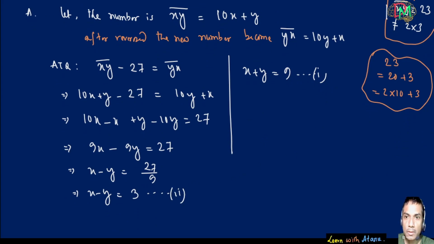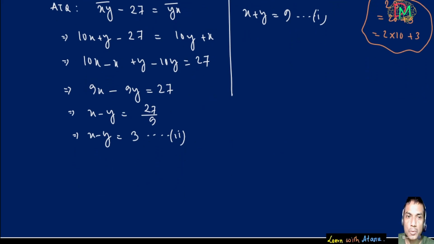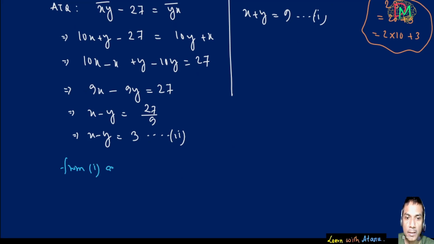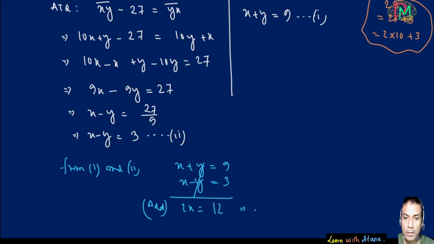Okay, so from 1 and 2, by the elimination method, x plus y is 9, and x minus y is 3. And then y cancels out if we add them. Then 2x is equal to 12, and this implies that x is equal to 12 divided by 2, that is 6.